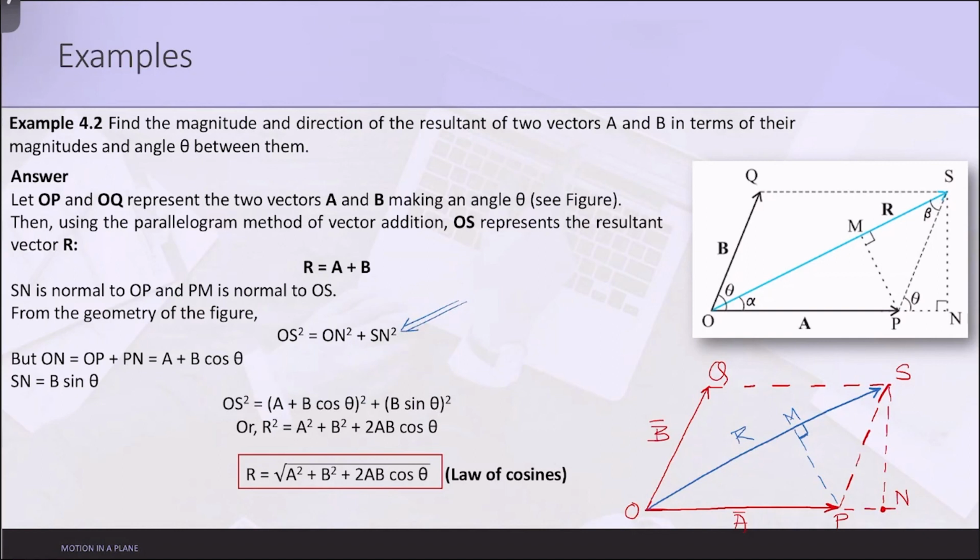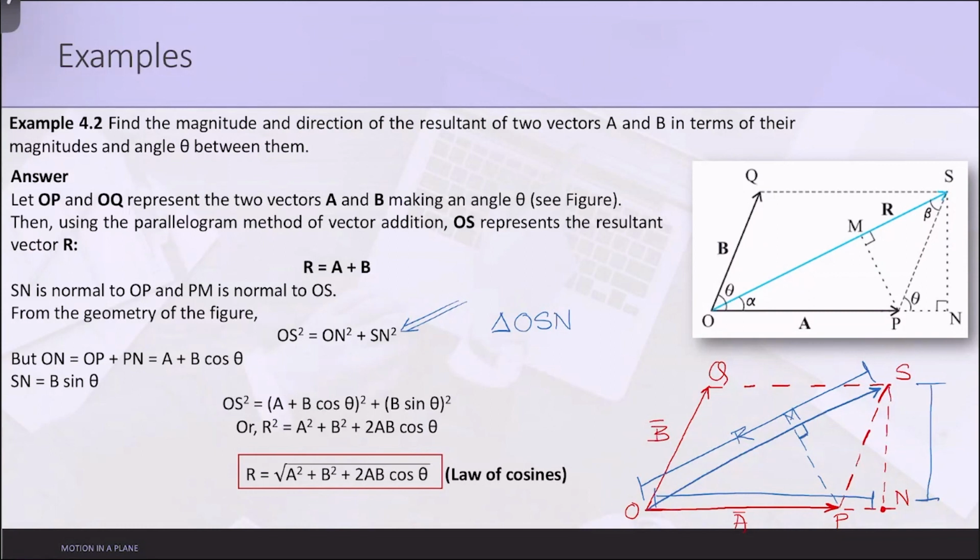Now let's just look at triangle OSN. Using the Pythagoras theorem, we can say that the hypotenuse square, that is the square of OS, will be nothing but equal to ON square plus SN square. Correct? So we just wrote that thing here.